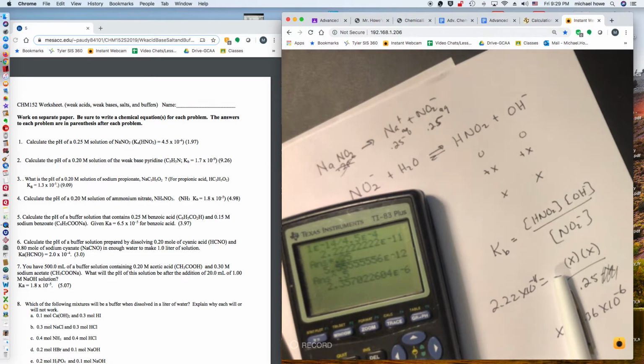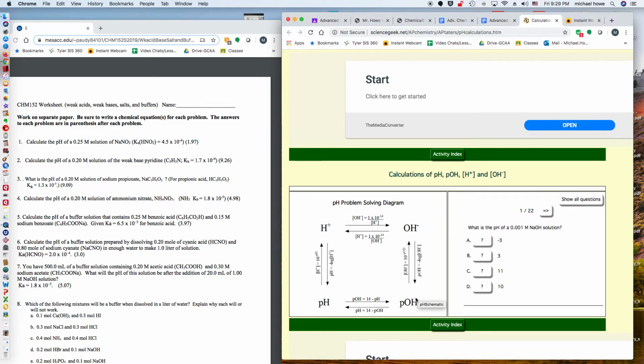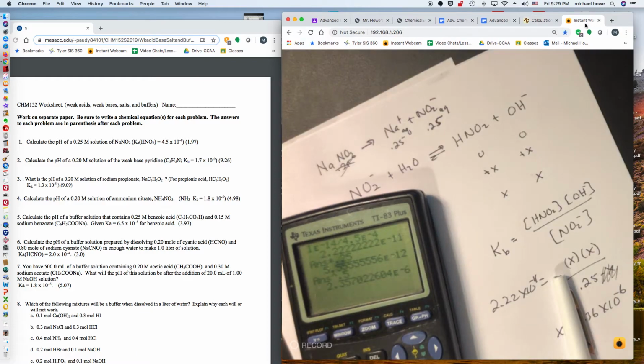Okay, remember the pH grid. So here you go. We now have OH, because that's what x was. And we're going to take the negative log of that, get the pOH, and subtract from 14, get the pH. And then we're done. All right, so here we go. We're going to take the negative log of this, like we said. So you can do a logarithm of that.